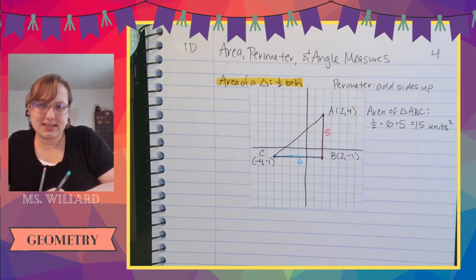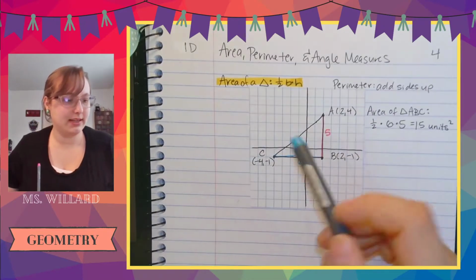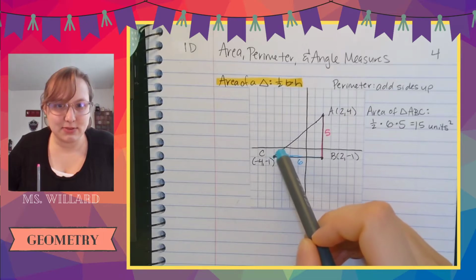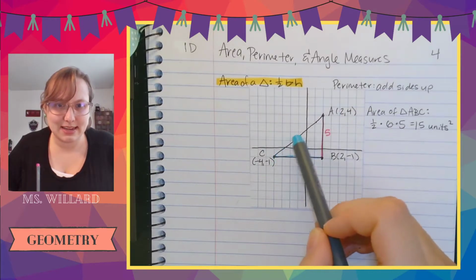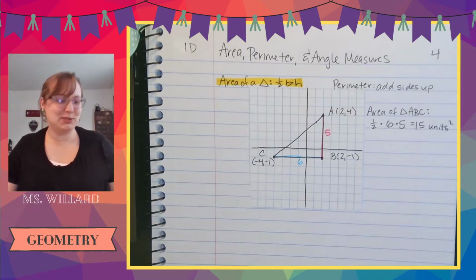But how do we find A to C? We can't really count it because, like, does this count as a full? Does it count as a little less? What the heck is this thing? How do I do that? Oh, no. What am I going to do?